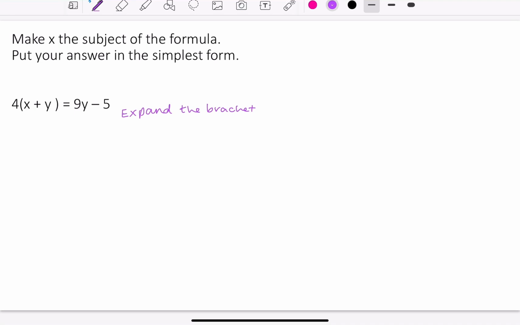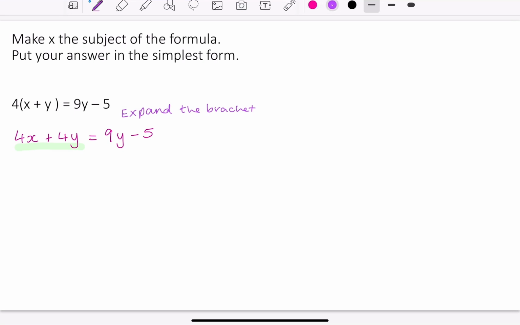So we're going to get 4 times x, which is 4x, 4 times y, which is 4y, and that is still equal to 9y minus 5. Now, the next thing we want to do is get rid of anything that doesn't have an x in it on the left-hand side, because that's where x currently is. So we're going to start by getting rid of 4y. To get rid of 4y, it's positive 4y, we're going to eliminate it by subtracting 4y.